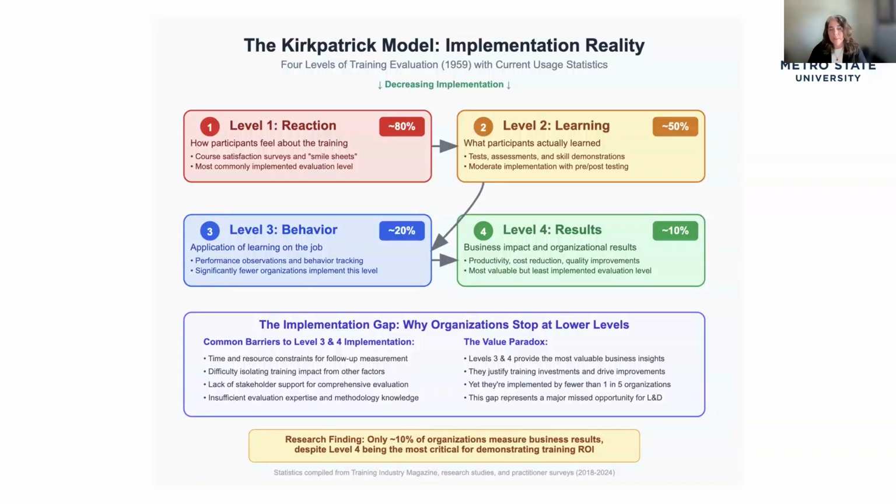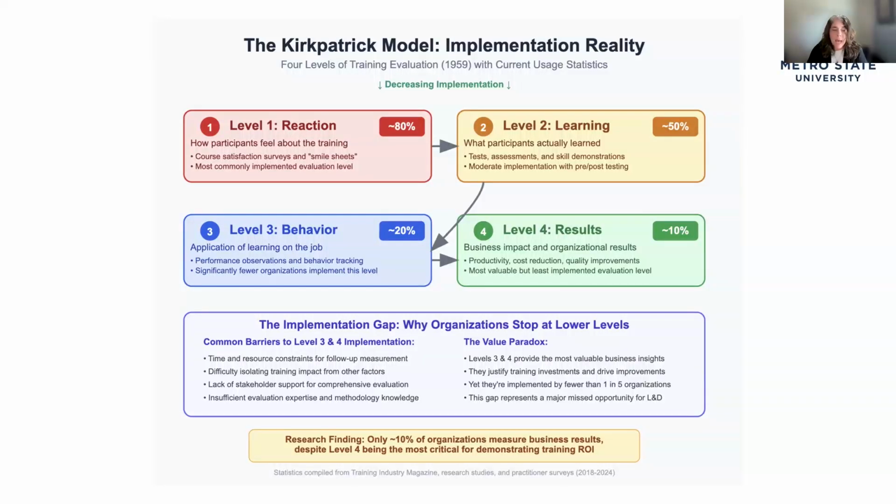What are those barriers? You can see the whole bulleted list at the bottom: time and resources for follow-up and measurement. One of the things that we're going to talk about later in the session today is the difficulty in isolating training, that learning program, the impact it has on the results we're trying to achieve versus other factors in the organization. How do you isolate it to say, well, training did that or development did that, and how important is that?